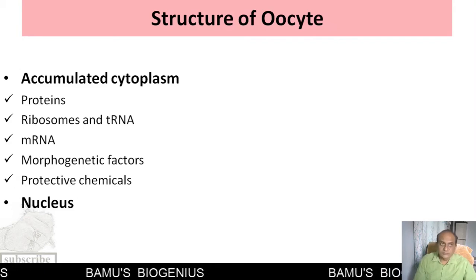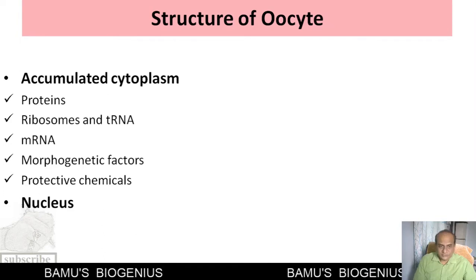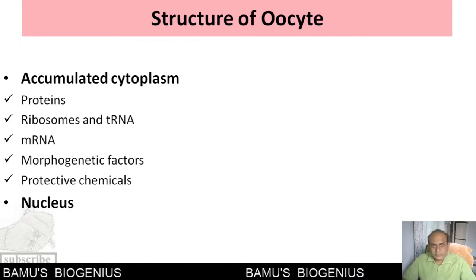Along with that, nucleus is also present. Nucleus is in the form of a pronucleus. So these are the most important ingredients that are present in the cytoplasm.